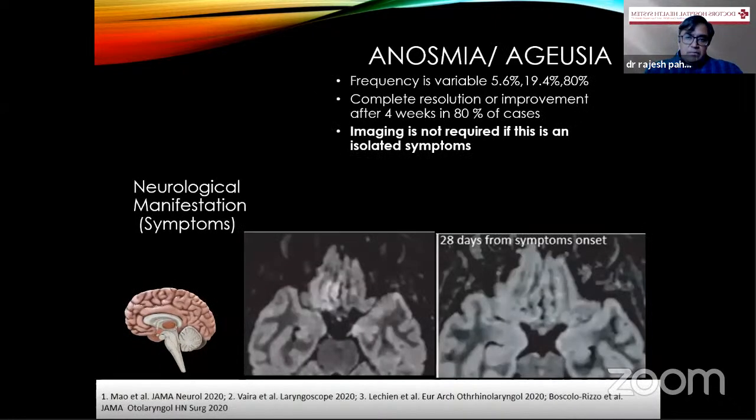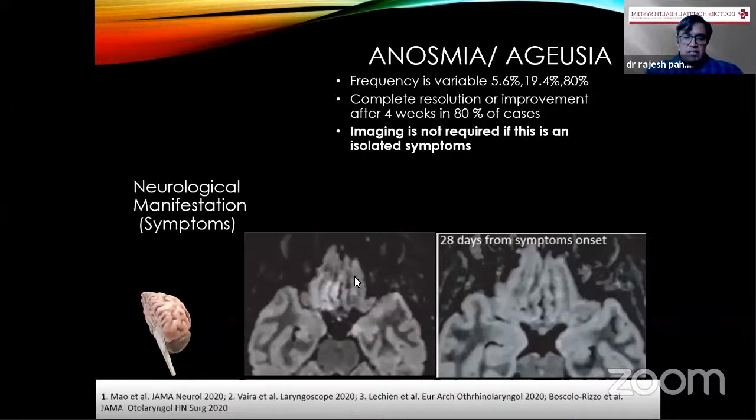Now, let's come to anosmia and ageusia, which is a common feature present in COVID-19 patients. It is described with different frequencies in the literature, ranging from 5.6 to 19.4 to 80%. And it is described that there is a complete resolution or improvement after 4 weeks in 80% of the cases. Imaging is not required if this is an isolated symptom.